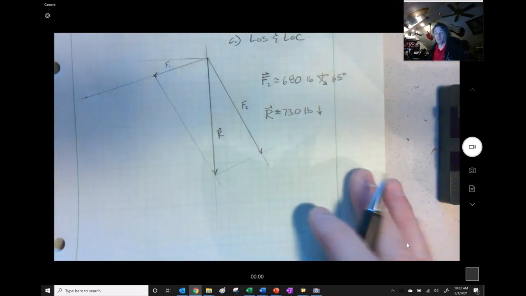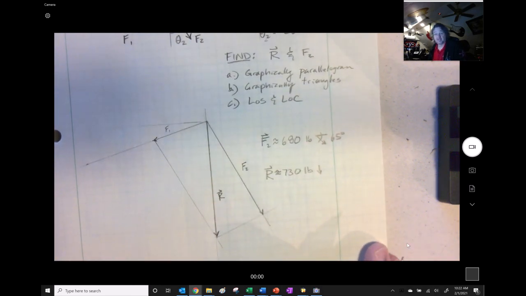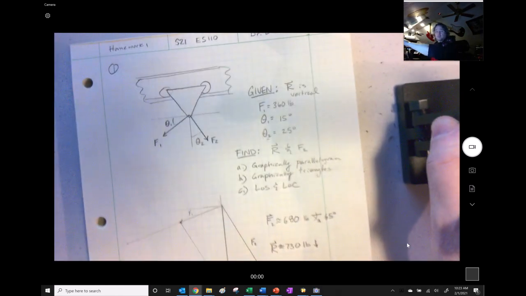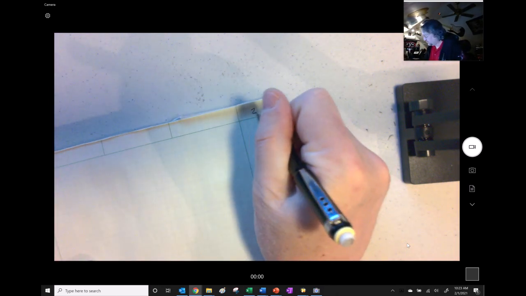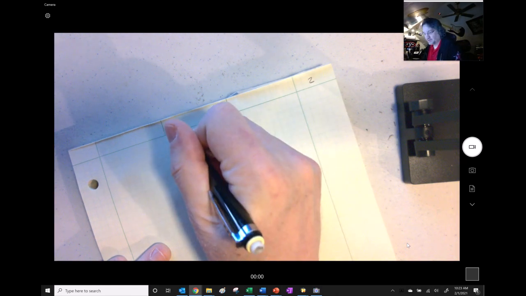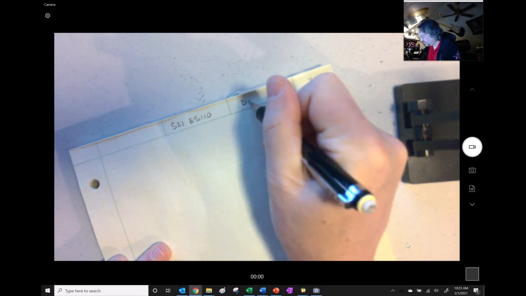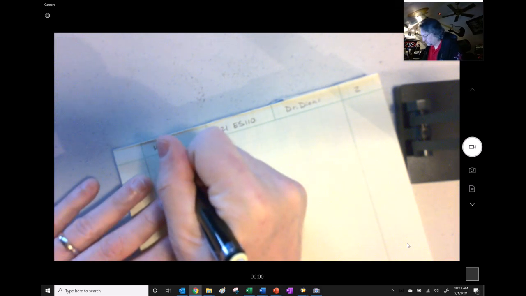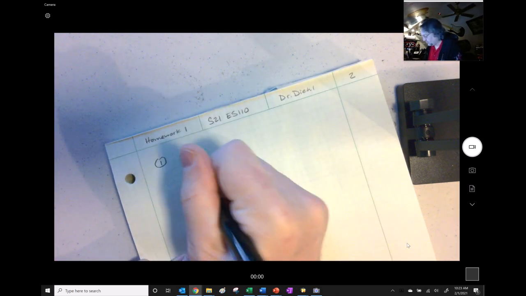Okay. Well, let's not be stingy with paper, because for the triangular method, we'll rewrite all these things out at the end. Let's go to another sheet of paper, and we want to write all the other things down here. So this is S21, ES110, and my name, Dr. Deal. And this is homework 1. And so this is 1 continued.